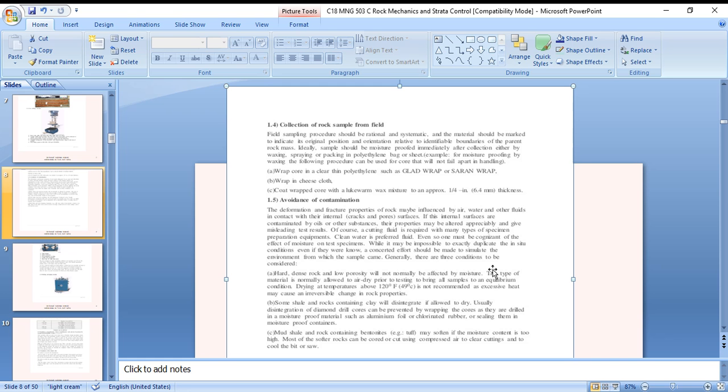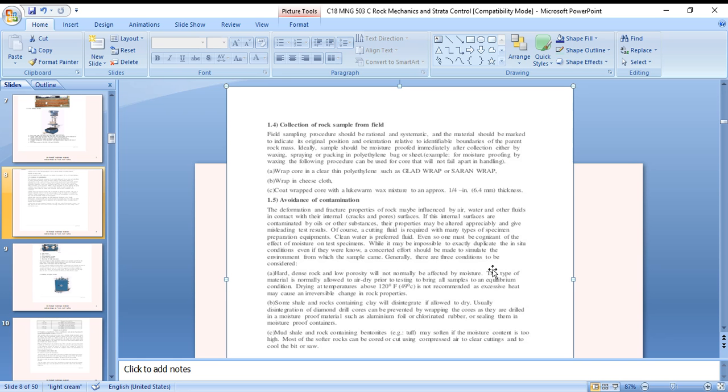For moisture proofing by waxing, the following procedure can be used for core that will not fall apart in handling. Wrap the core in a clear polyethylene, such as a Glad Wrap or a Saran Wrap. Then wrap in cheesecloth. Cover the wrappers with a lukewarm wax mixture, of approximately 1/4 inch, about 6.4 mm thickness.